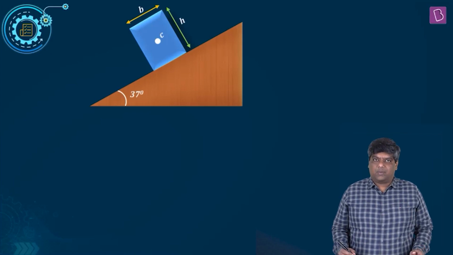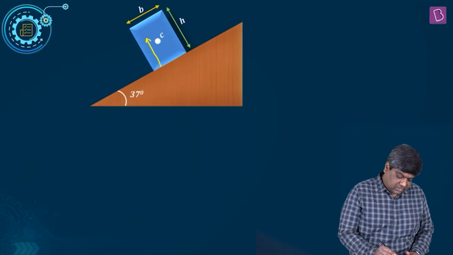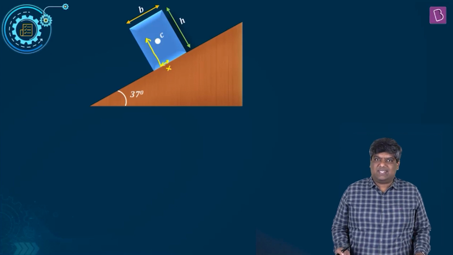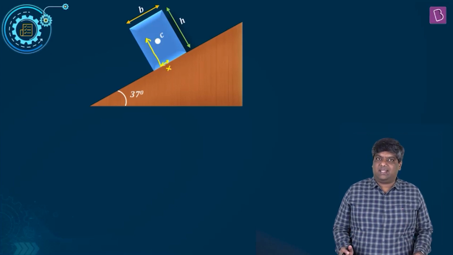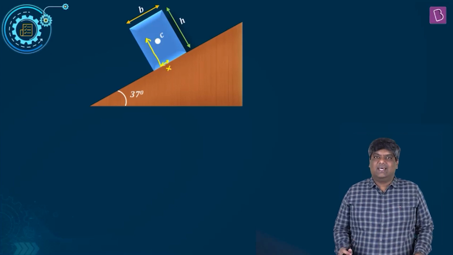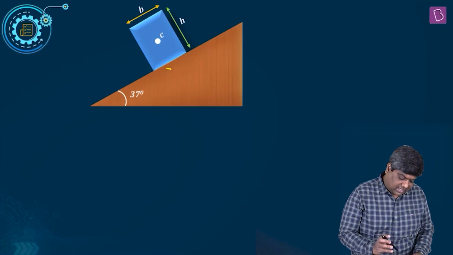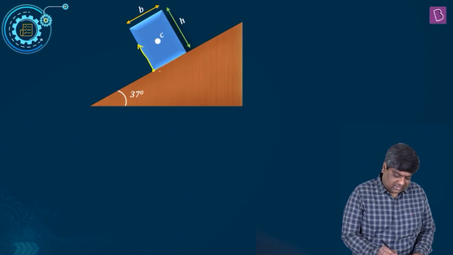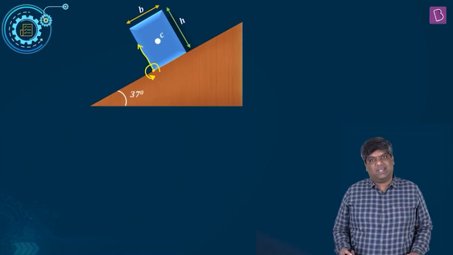When will it topple? Well, the normal reaction keeps on shifting its point of action so that it can provide the torque required to balance the torque of mg sine theta, and it keeps on increasing as you keep on increasing the angle theta. What keeps on increasing? The value of x. And until when can it increase? Well, it can increase until this normal reaction reaches the edge, after which it cannot shift its point of action and hence the block will topple over the edge once this condition is reached.